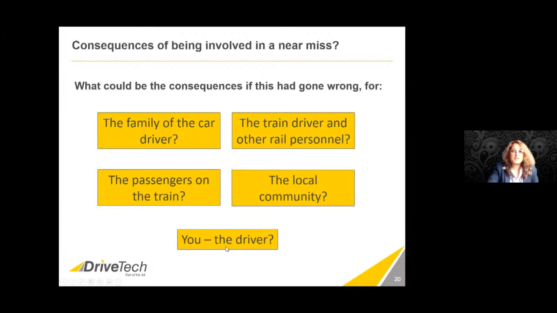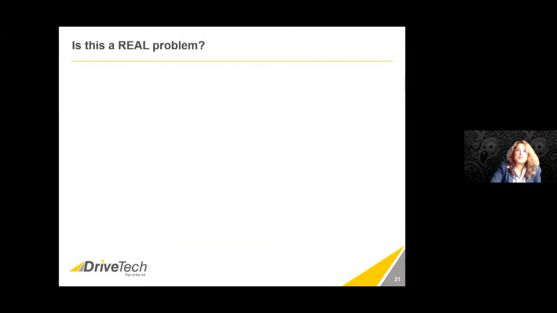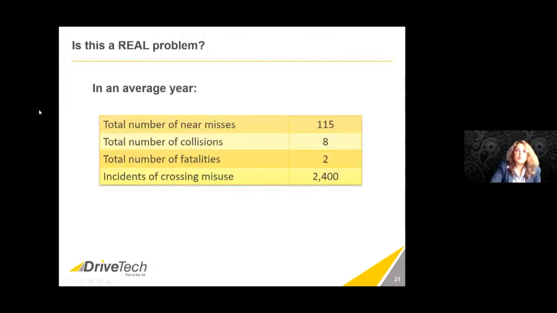But it takes a split second for it to go wrong, and that's where your life can change forever. Earlier on, I put up some questions which we use as an icebreaker, and we put up the answers. A lot of people are shocked by the numbers being so low.